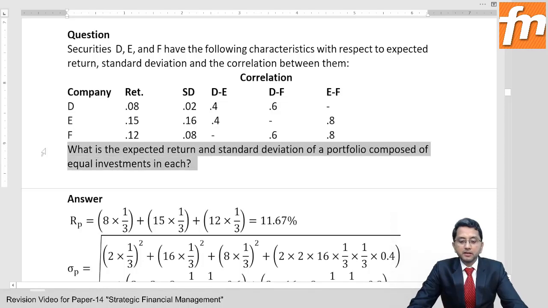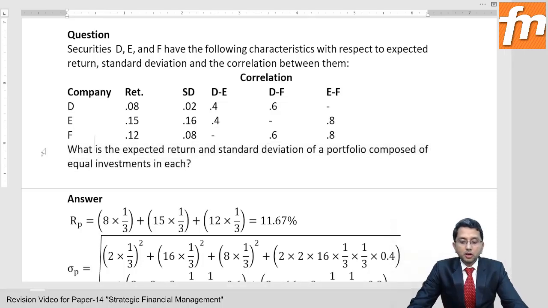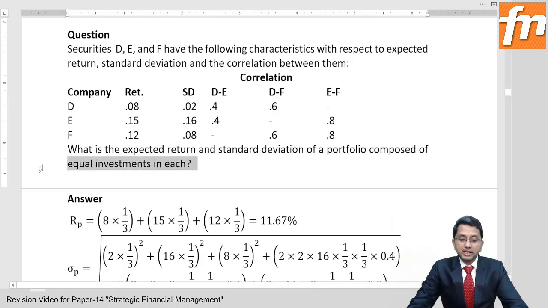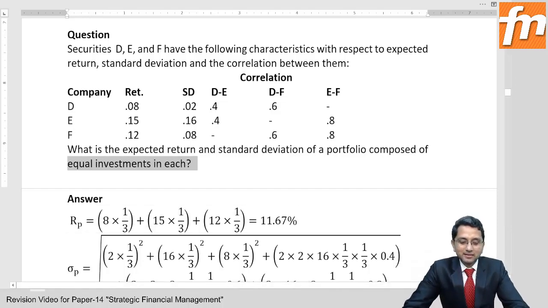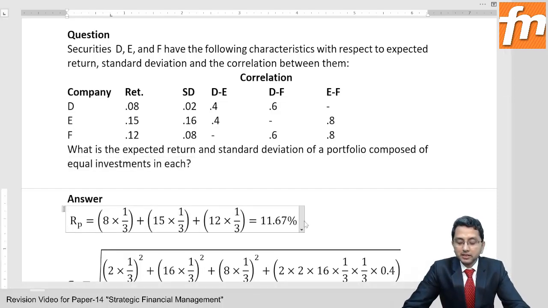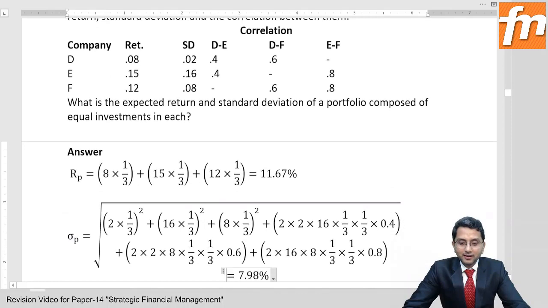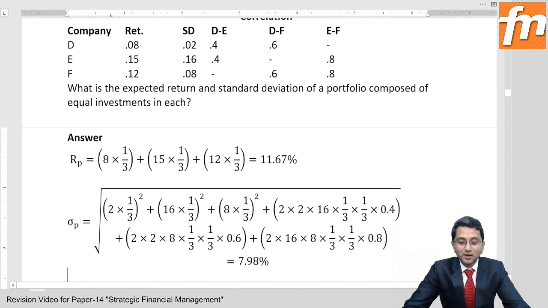So what is the expected return and standard deviation of a portfolio composed of equal investment in each? So W1 is equal to W2 is equal to W3 is equal to 1 by 3. Return on portfolio is quite simple. It's a weighted average of 8, 15 and 12%, with 1/3 weight assigned to each. And risk of the portfolio will look cumbersome like this.